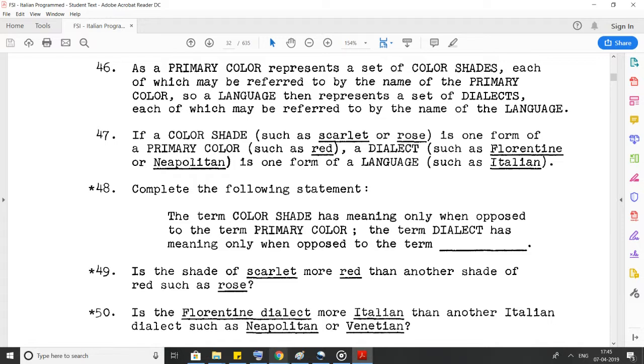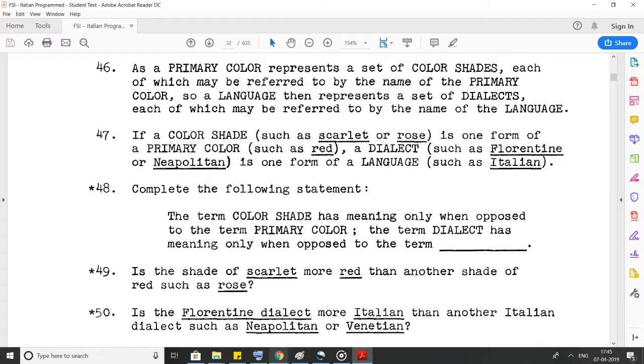Frame 48. Complete the following statement. The term color shade has meaning only when opposed to the term primary color. The term dialect has meaning only when opposed to the term. The answer is language. Frame 49. Is the shade of scarlet more red than another shade of red, such as rose? The answer is no.